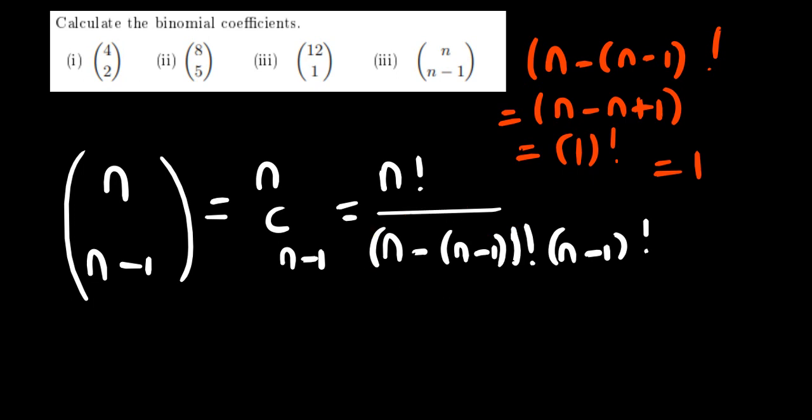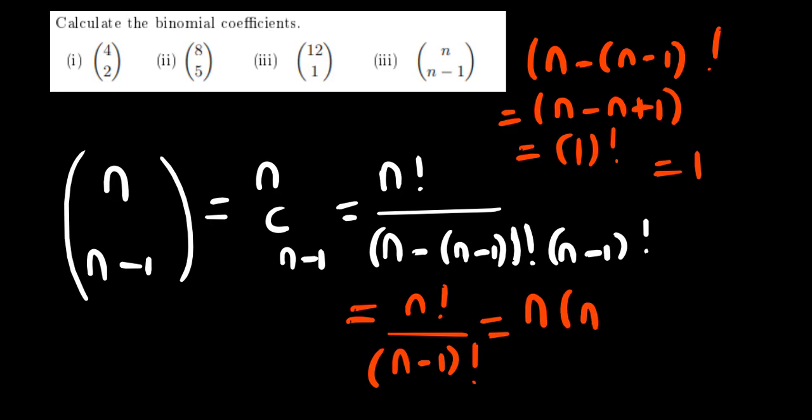So what do we now have? We have n factorial on top over 1 multiplied by n minus 1 factorial. Then what do we do? Now we can simplify. I've got n factorial, so n factorial is just the same as n times, when I subtract the 1, n minus 1.